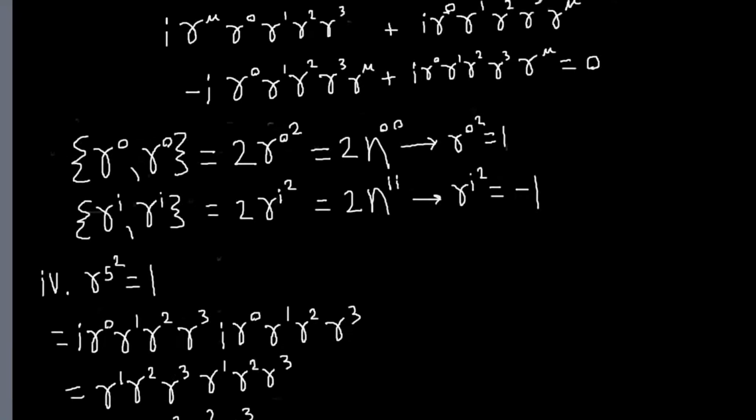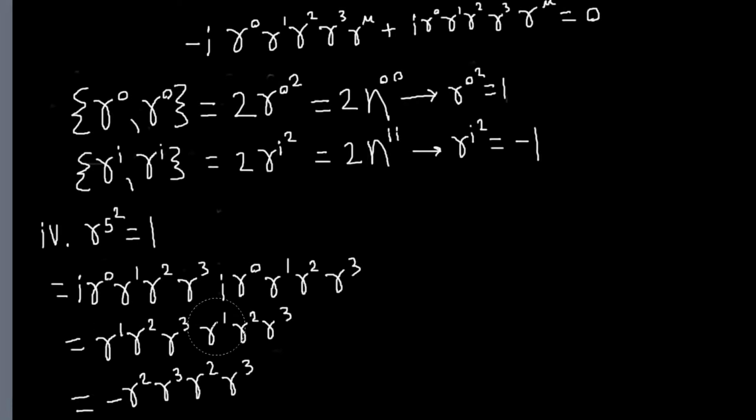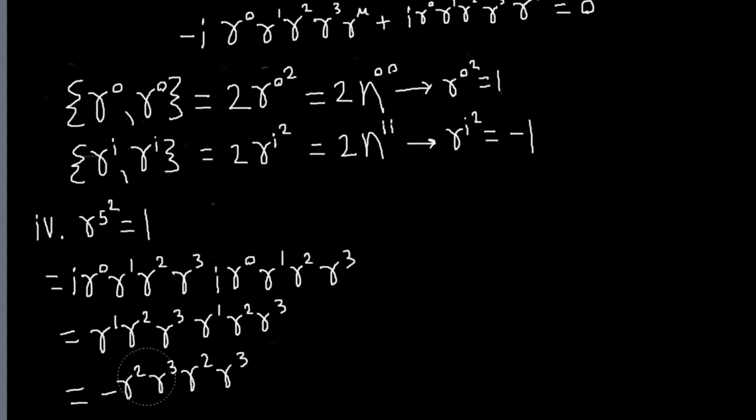And then I just want to keep anti-commuting. I just anti-commute gamma 1 past. And so I anti-commute twice, so I don't get a minus sign. But then gamma 1 squared is minus 1. So I'm left with this.